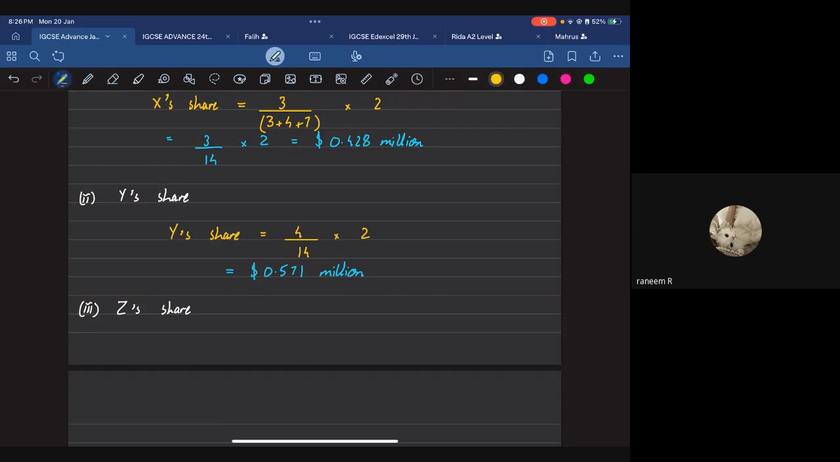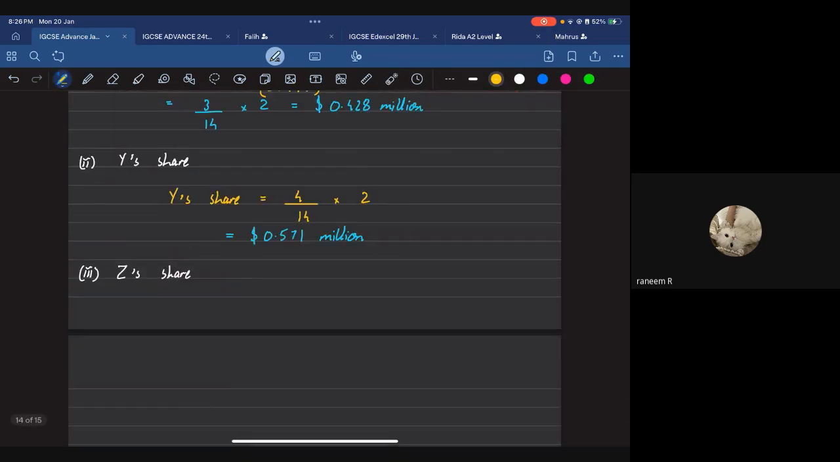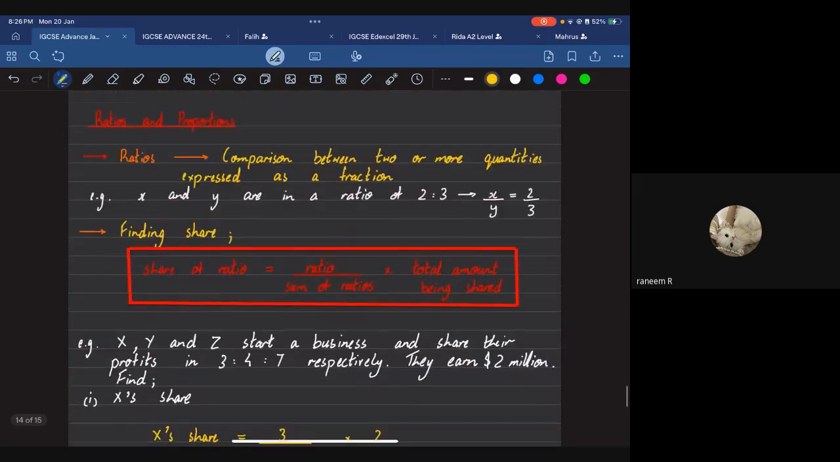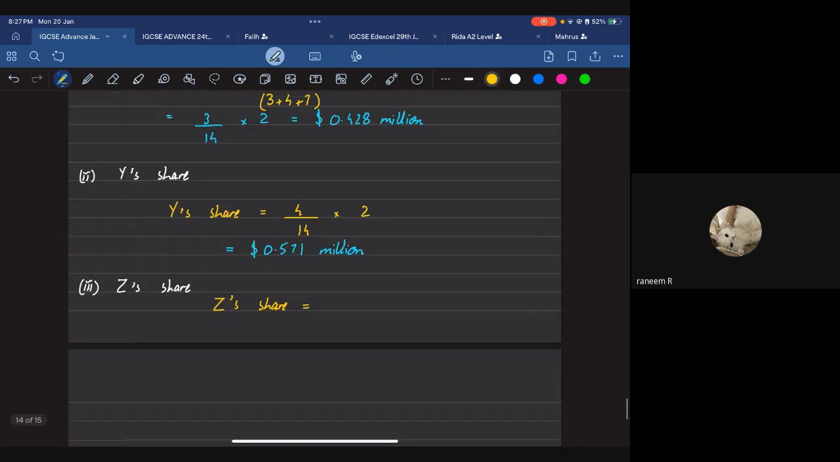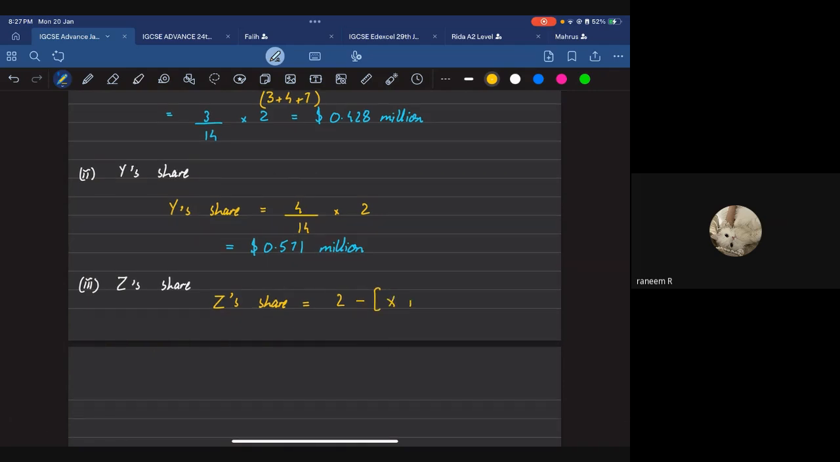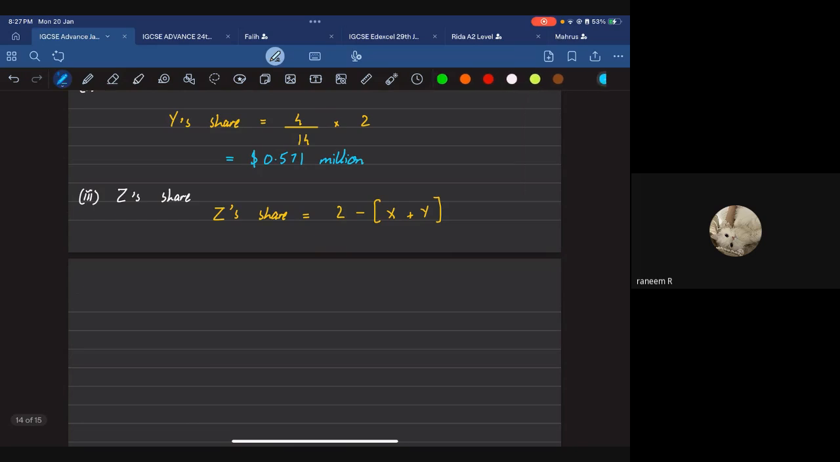Keeping this in mind, Z's share is going to be, where is it? Oh, sorry. This is it. Oh, okay. So in order to find Z's share, can I not simply subtract from 2 the sum of those two shares? So I can simply add up X and Y and then subtract them from 2, which is the total.